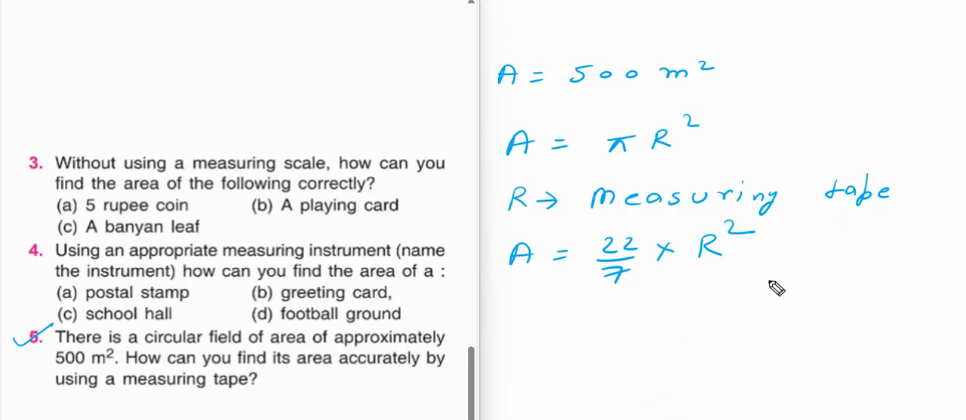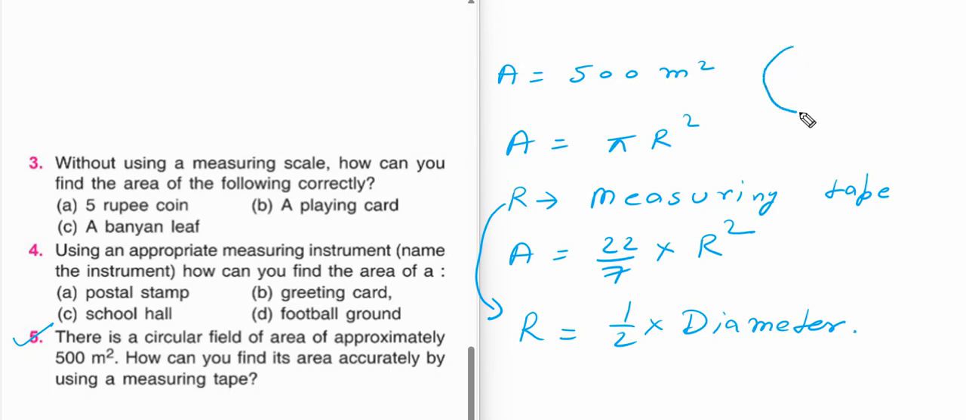Beta ji, radius can be found by radius equals half of diameter. This is a circle. You will put a measuring tape like this. Now AB would be the diameter. If you divide AB by 2, you will get the radius. All this will be done with the help of a measuring tape.